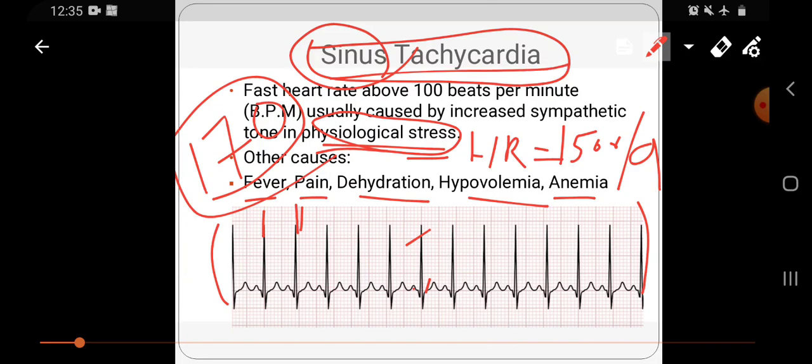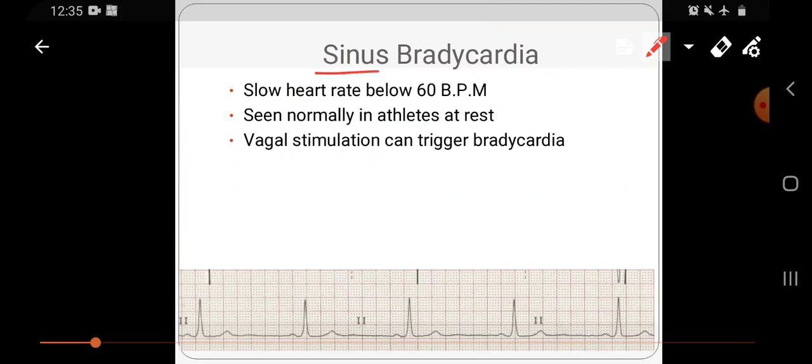Okay? The other condition is called sinus bradycardia. It is the exact opposite of sinus tachycardia. Here we have a slow heart rate below 60 beats per minute. The cause for this condition is decreased firing rate at the SA node. Usually the cause is increased parasympathetic tone.